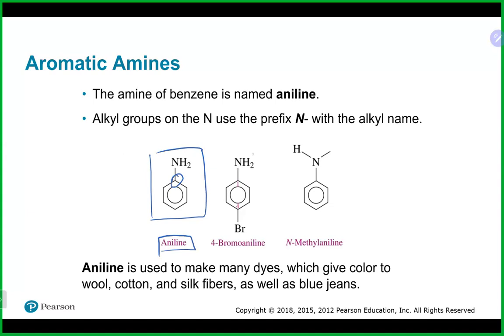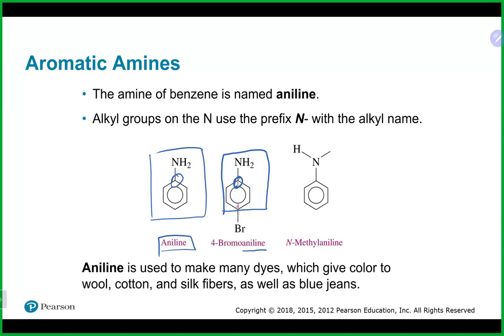And again, if we had that with something else attached, this whole thing would give us the base of our name, which is our aniline. Where this guy is located, that carbon would be carbon number 1 on the ring. And then obviously that would get us our 4-bromoaniline. We don't need to give the number where the NH2 is located there.